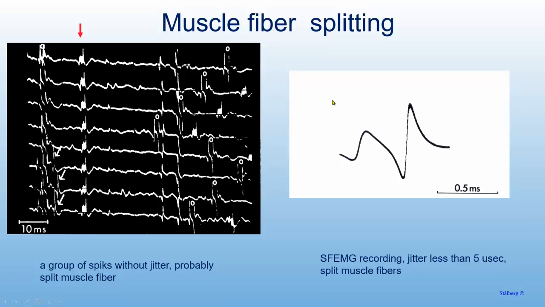And more convincing maybe is that we here record with a single fiber needle electrode, trigger on one spike, and look at the jitter of the other spike, and there's no jitter at all. Well, less than 5 microseconds, which is the noise in the system. So when we have no jitter, it means that the 2 spikes here are coming from generators with the same motor template. And this must be a split fiber. This is more often seen in myopathy than we tend to see in the biopsy.